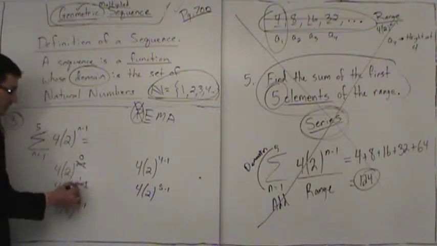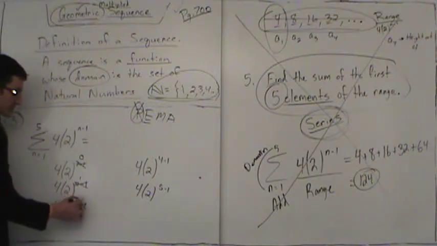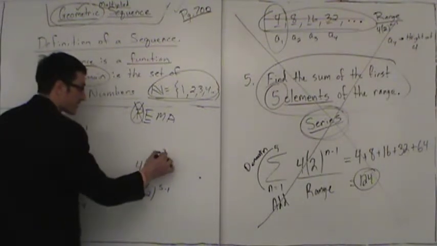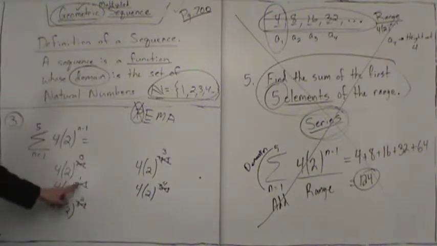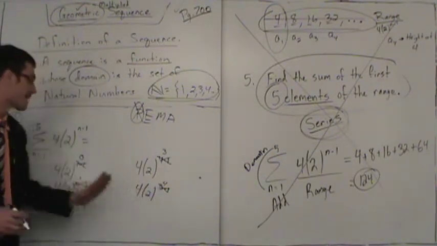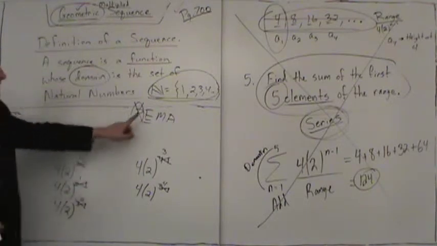2 minus 1 is 1. Cross out the 3 minus 1, we get what? 2. Cross out the 4 minus 1, we get 3. And cross out the 5 minus 1, we get 4. So our exponents are 0, 1, 2, 3, and 4. Now we're going to calculate each one of these values, starting with the exponent first.